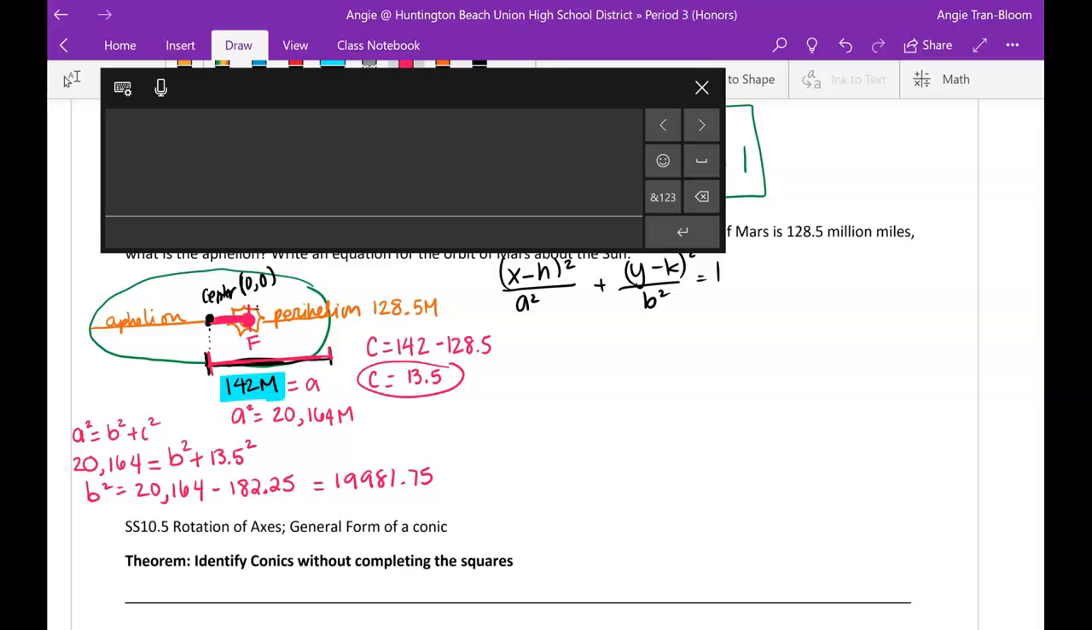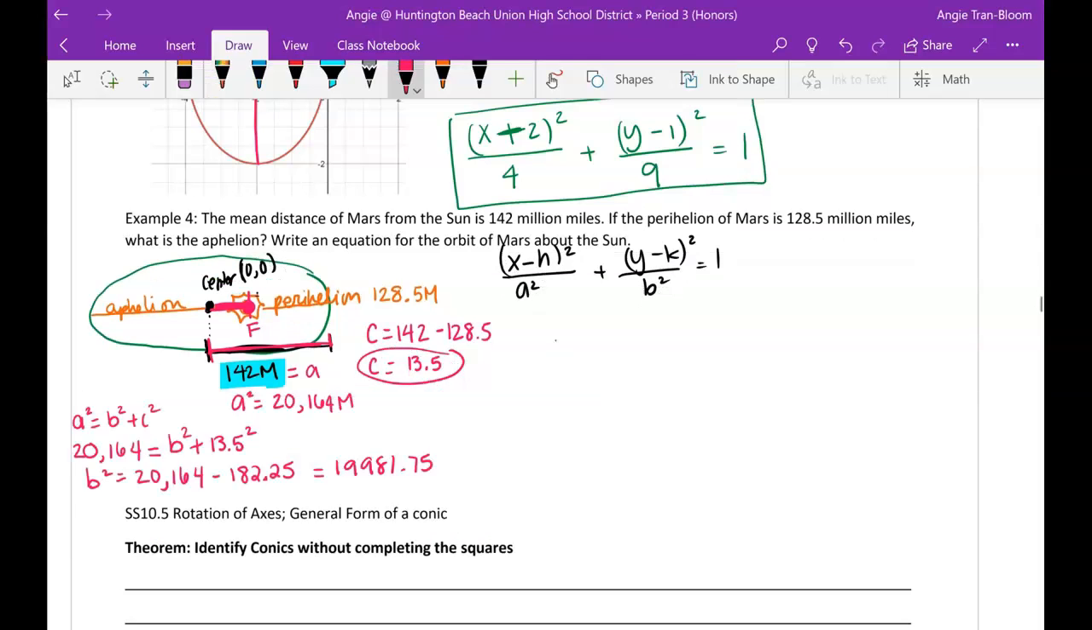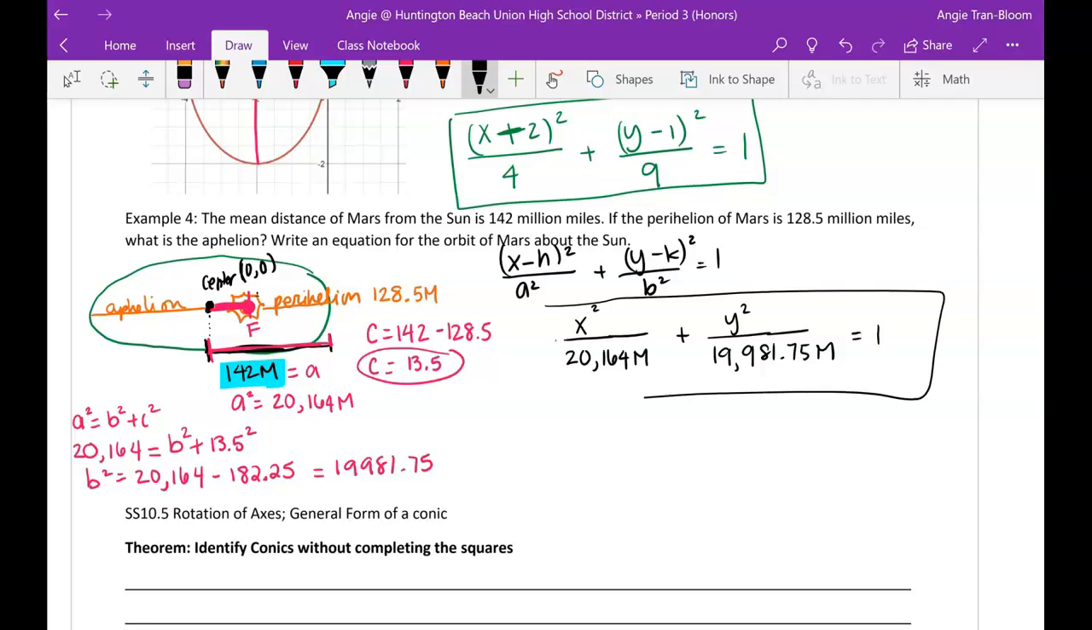Now that I have that, let's write the equation. H is 0, so it's x squared. A squared is known, 20,164 in millions, plus y squared all over 19,981.75 millions, equals 1. This is just the equation.